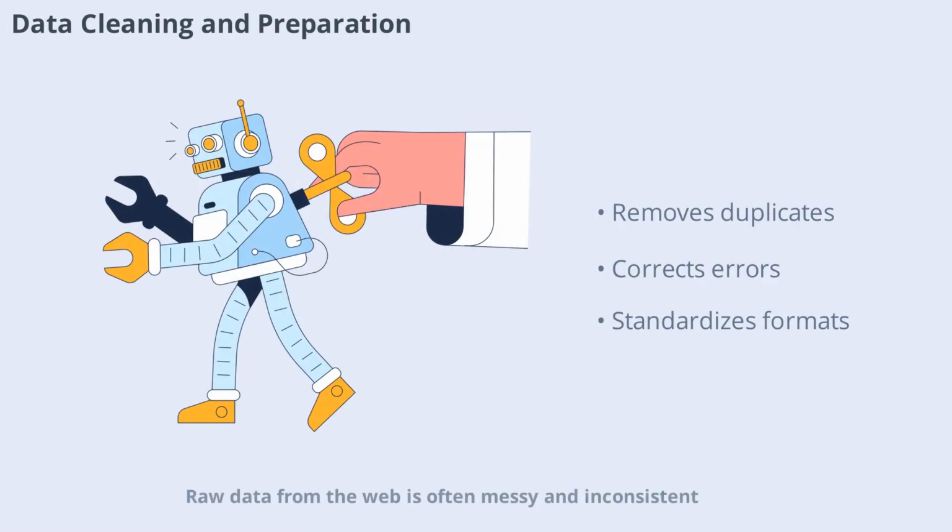Raw data from the web is often messy and inconsistent. Data cleaning and preparation are essential steps to ensure accuracy and reliability. This process involves removing duplicates, correcting errors, and standardizing formats. Clean data is easier to analyze and leads to more accurate insights. Whether you're dealing with text, images, or multimedia, proper preparation is the key to successful web content mining.